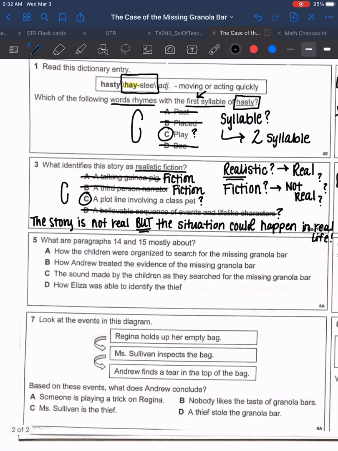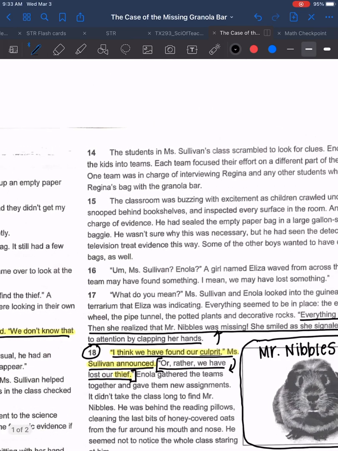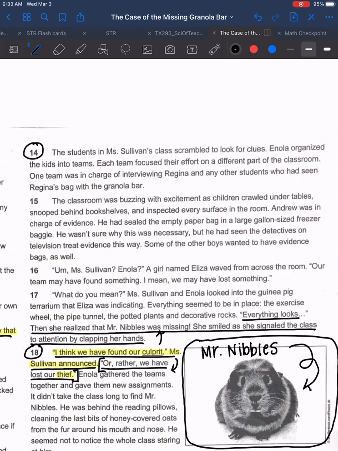Now on to number 5. What are paragraphs 14 and 15 mostly about? When a question is asking you what two paragraphs are about, the first thing you need to do is read both of those paragraphs again and make some notes on them. So we're going to go back to paragraphs 14 and 15, read them again, refresh our memory, and make some notes on them. So here's 14 and here's 15.